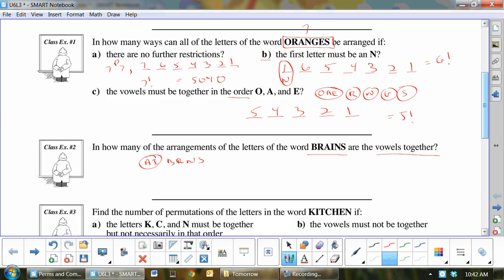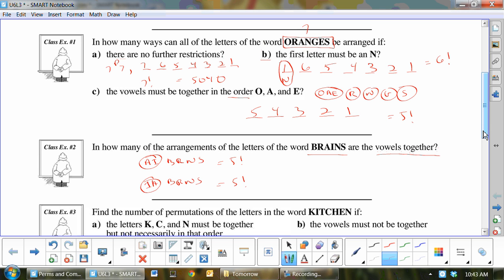So how many ways would that one be? 5 factorial. Now why is this one different from the last one? It also could be IA. So that would be 5 factorial. So I'm saying it could be AI or IA. But that thing can move in all different places.